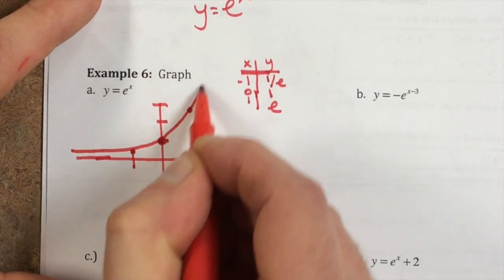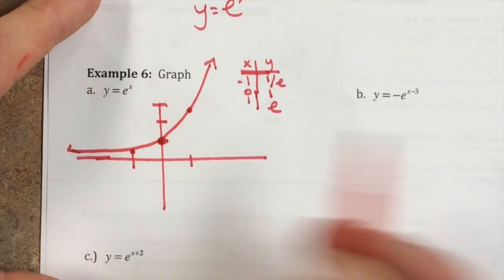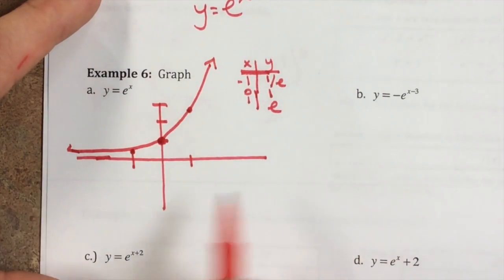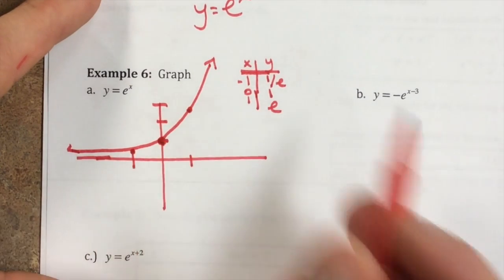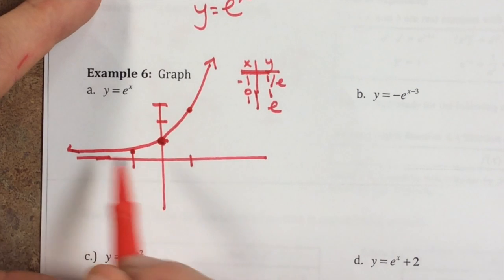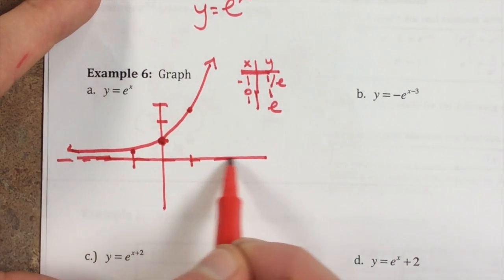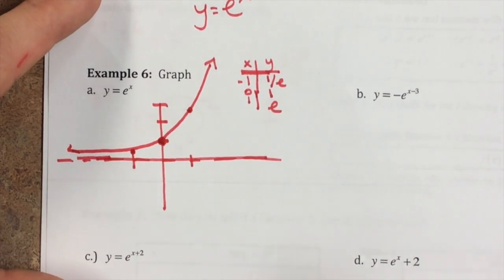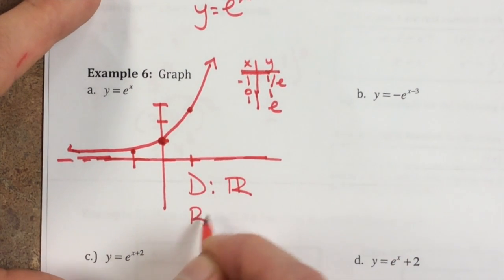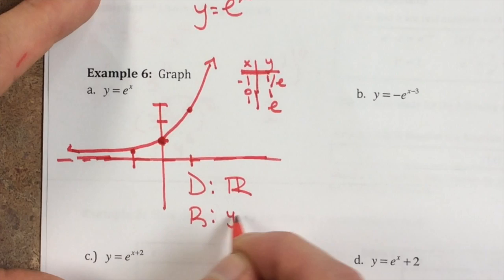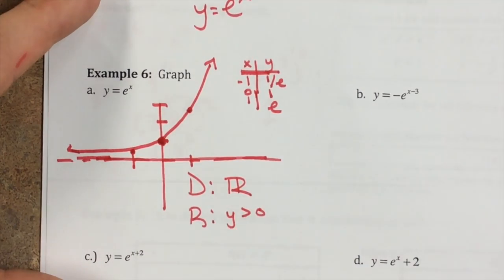So e to the x is similar to 2 to the x, where it shares (0, 1) for the y-intercept. Its domain is all reals. Its range is y is greater than 0.